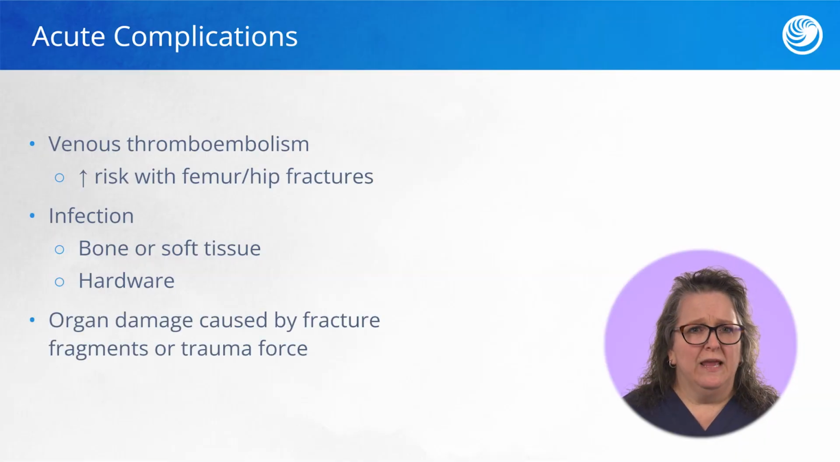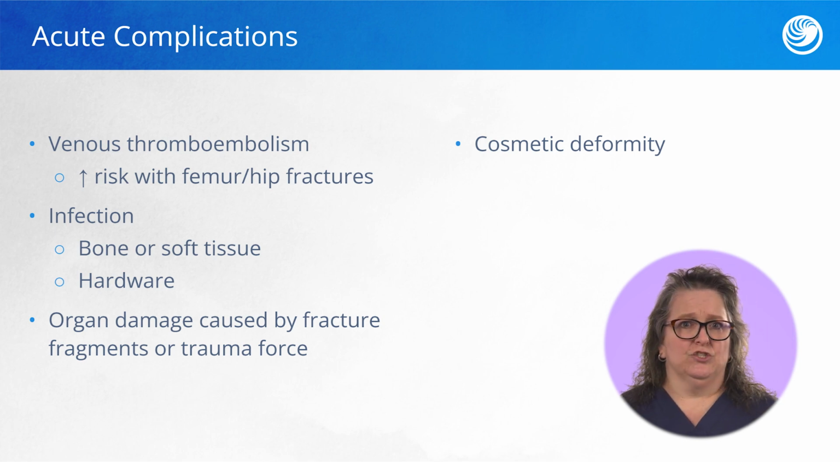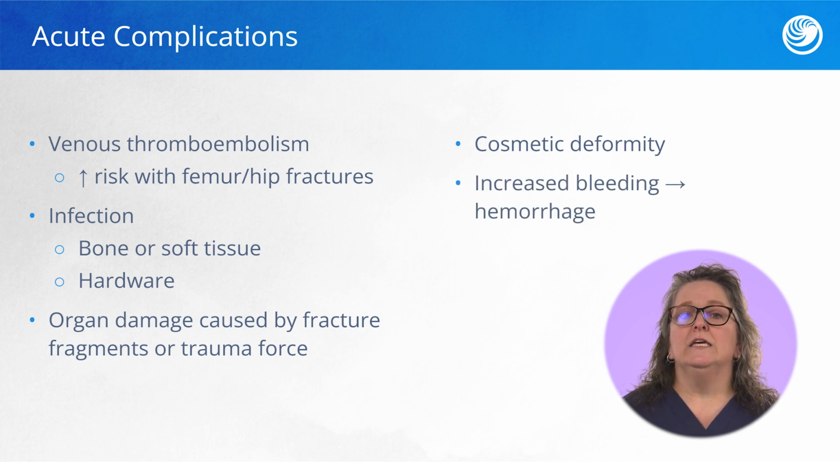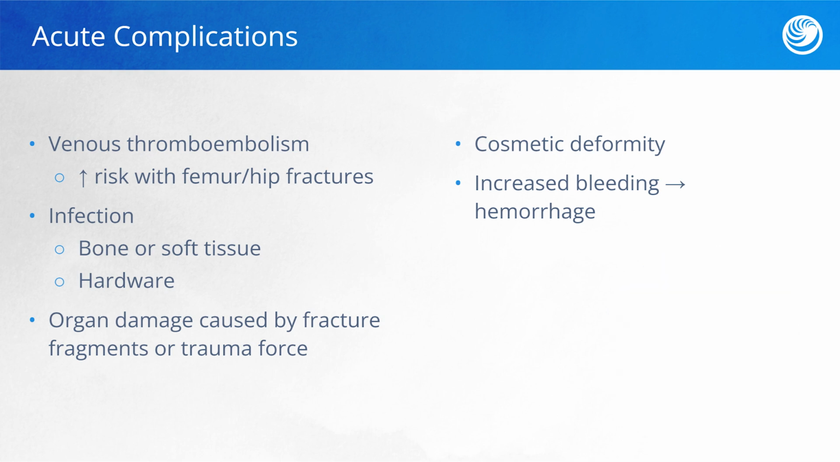Organ damage, which may be caused by the fracture fragments or trauma force. Like with a pelvic fracture, think of all the internal organs that can be affected in that area: the bladder, urethra, colon, or how about with a rib fracture, puncturing a lung? Cosmetic deformity. If the client had surgery and an incision, external fixators, or if the fracture is not healing properly. Increased bleeding or hemorrhage. If there is any damage to the vessels in the area of the injury.